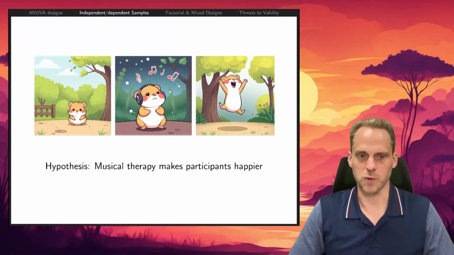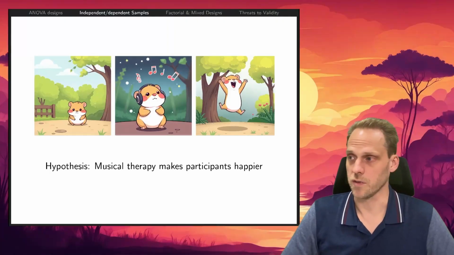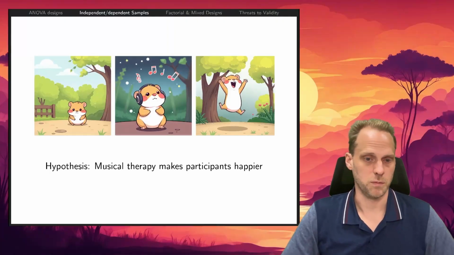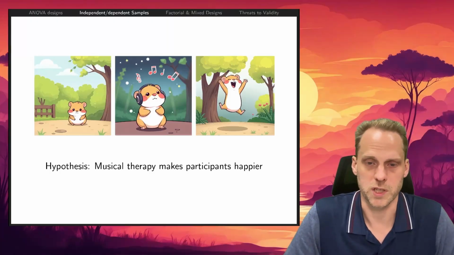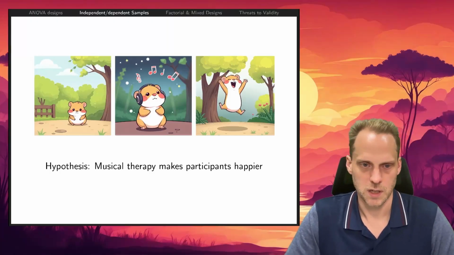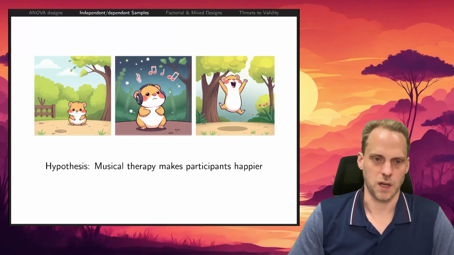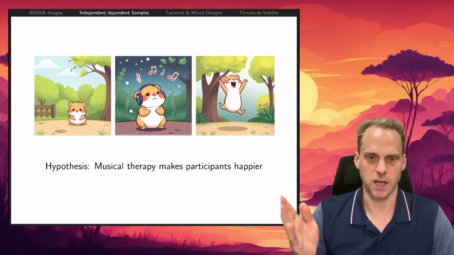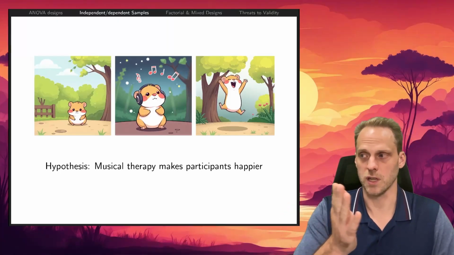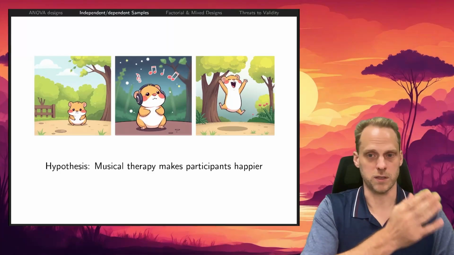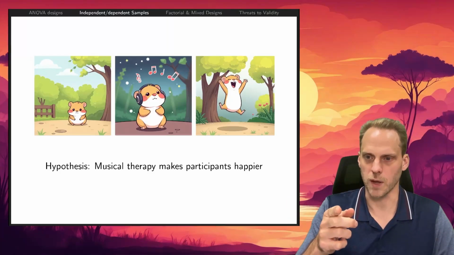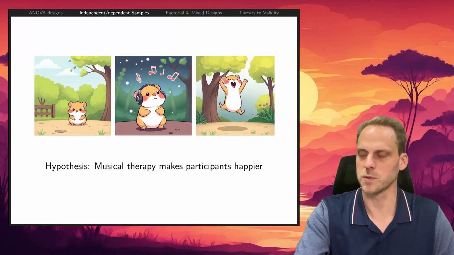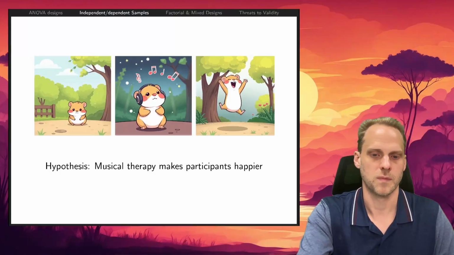So here's an example. Here I have a study. I have a hypothesis, and I think that musical therapy will make hamsters happy. Participants, but let's say they're cute hamsters. All right, so this is my theory. I have here on the left a sad hamster. Then that hamster listens to really nice music, and now it's a happy hamster. Right, and I think this is causal, because that hamster listened to music, that hamster became happy.